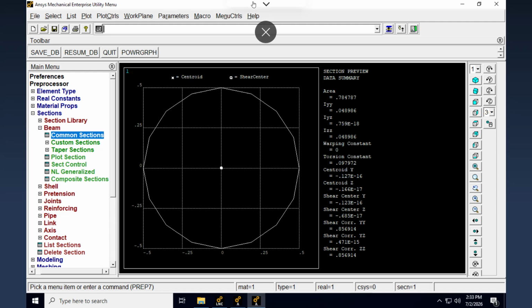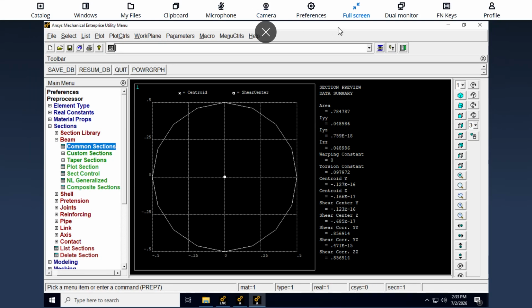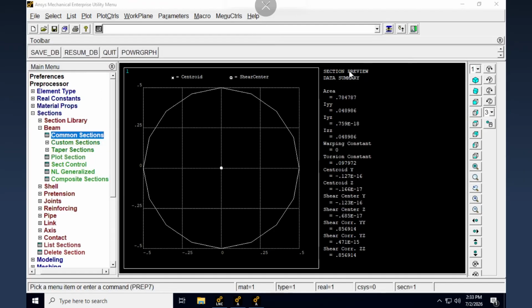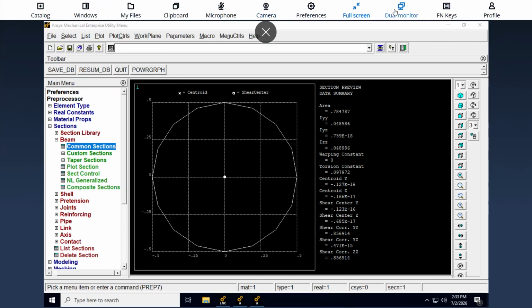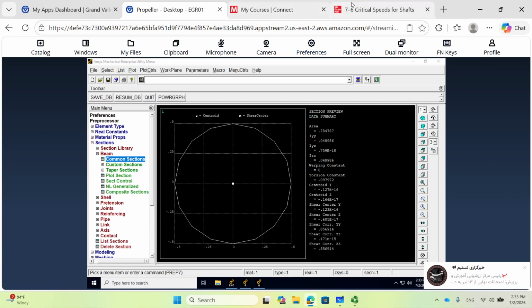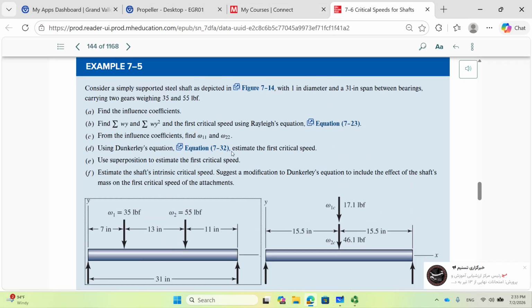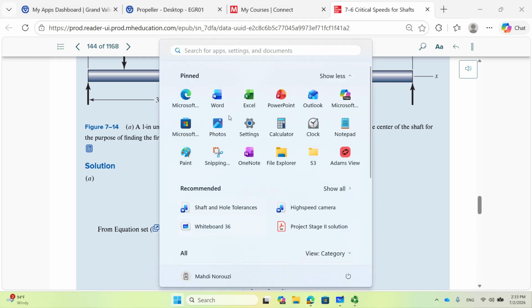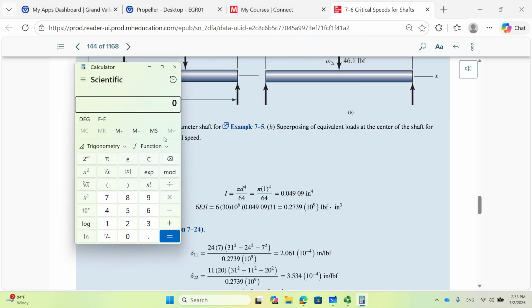If you notice, Shigley's book is slightly off from here. With this number we have here, it's not big, but there's a slight difference. So let me go here and show it to you guys. Shigley's book is calculating that to be 0.04909, which is slightly off. So let's calculate it ourselves.